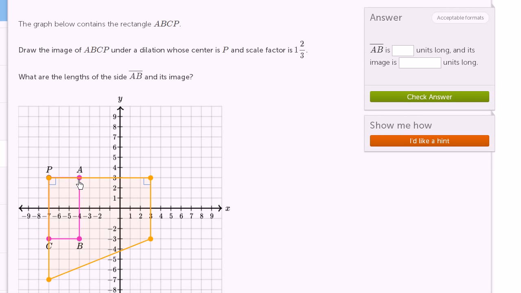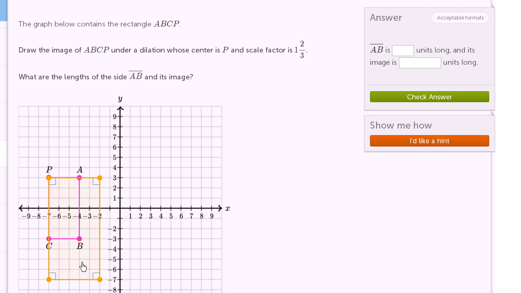Now point A, right now, is 3 more in the horizontal direction than point P's x coordinate. So we want to go 1 2/3 as far. What is 1 2/3 times 3? Well, that's going to be 3 plus 2/3 of 3, which is another 2. So that's going to be 5. So we're going to get right over there, and then we can complete the rectangle.